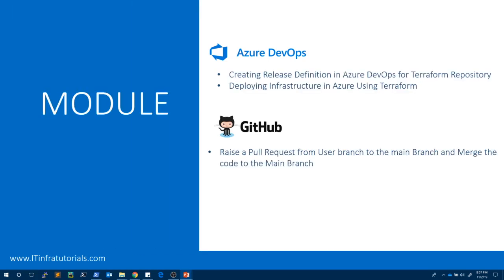The topics we are covering in this video are creating a release definition in Azure DevOps for a Terraform repository, and deploying infrastructure in Azure using Terraform. Whenever this release definition runs, it points to the Azure subscription and creates the infrastructure that we mentioned as code in the Terraform file. Next is GitHub. When a pull request is raised, it will run a build definition. Once it is merged, it will do a build definition plus a release definition. So this is the complete flow of DevOps.